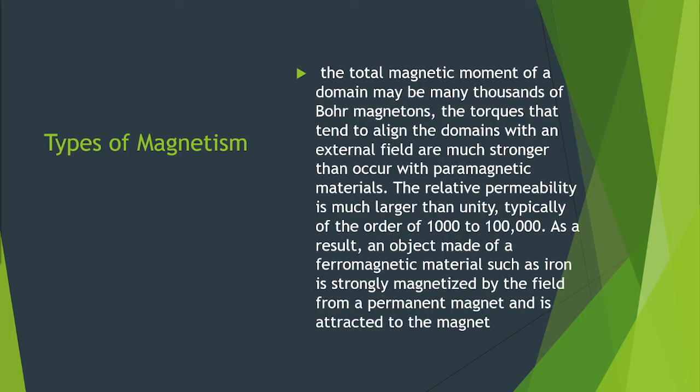The torques that tend to align the domains with an external field are much stronger than occur with paramagnetic materials. The relative permeability is much larger than unity, typically of the order of 1,000 to 100,000. As a result, an object made of a ferromagnetic material such as iron is strongly magnetized by the field from a permanent magnet and is attracted to the magnet.